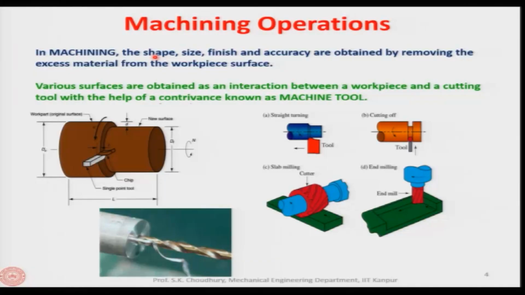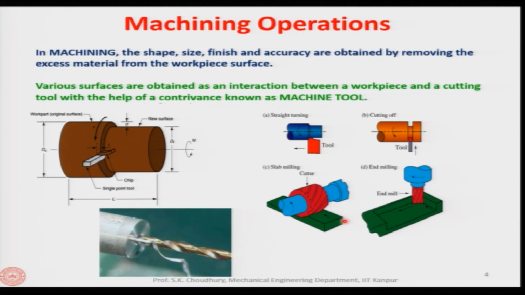So, machining we have seen is one of the manufacturing processes. Machining can be defined as one of the manufacturing processes by which we can get the final product, okay, according to the shape, size, finish and accuracy by removing the excess material from the workpiece surface. Now, this removal of the excess material from the workpiece surface is contributed by a tool which we call the cutting tool, and a contrivance or a machine which we call the machine tool.